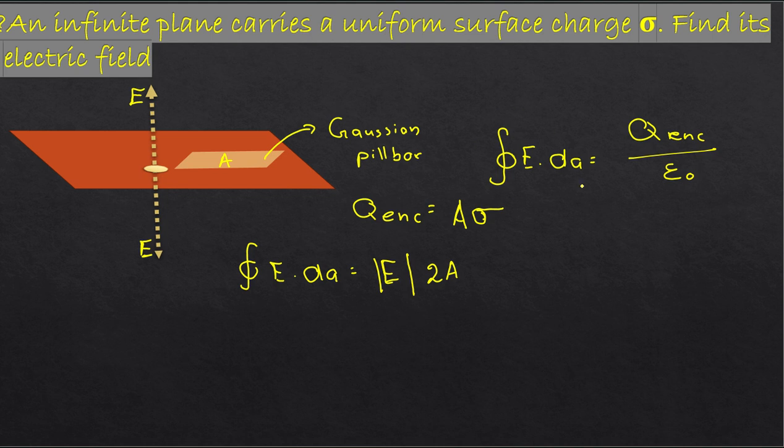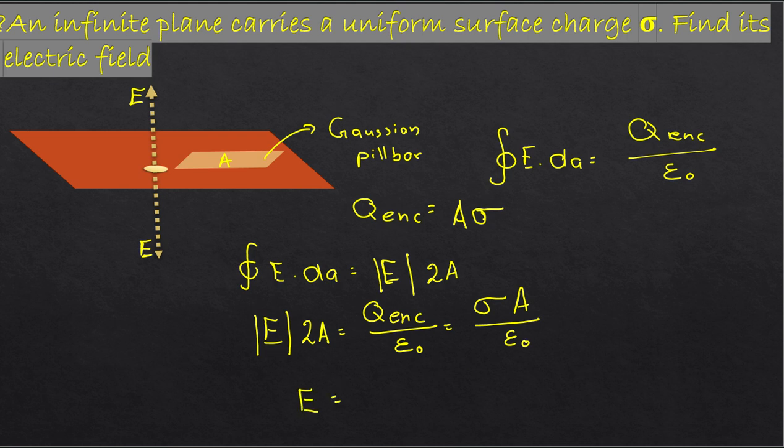This is equal to the closed integral of E dot dA. We substitute this into the equation, and we get E times 2A is equal to Q enclosed by epsilon 0, which is sigma A by epsilon 0. From here we can find the electric field E: this A and this A cancel, and we get sigma by 2 epsilon 0 times n cap.